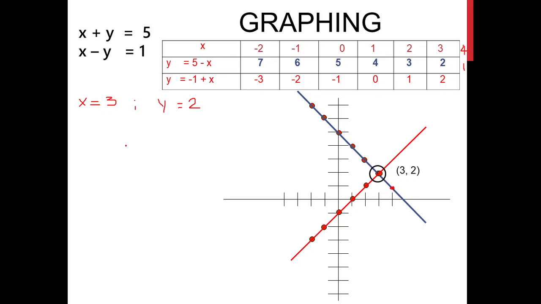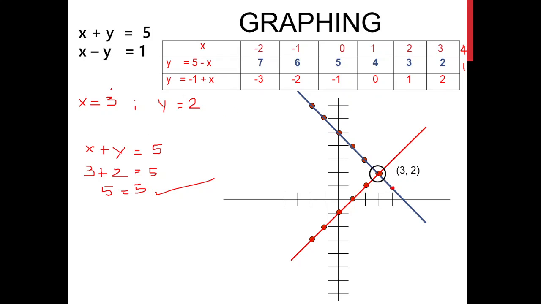So on our first equation, x plus y is equal to 5. Let's see if the values of x and y satisfy it here. x is 3 plus y is 2 equals 5. 3 plus 2 is equal to 5. So it satisfies the equation.